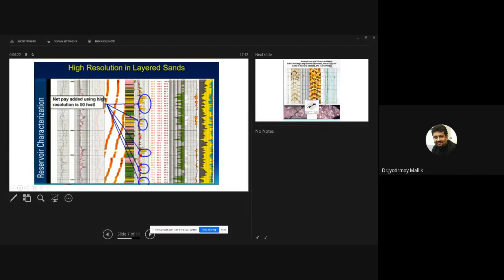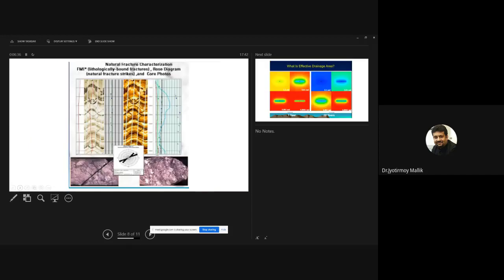So this is an example, of course. Net pay using high resolution 50 feet, high resolution NMR logs, essentially, which will be the reservoir rock for shale gas. So another very important log that is necessary for shale gas, coal bed methane, as well as your tight gas are your image logs.